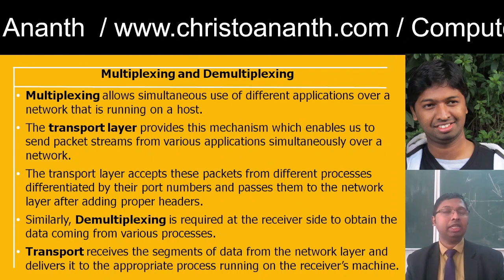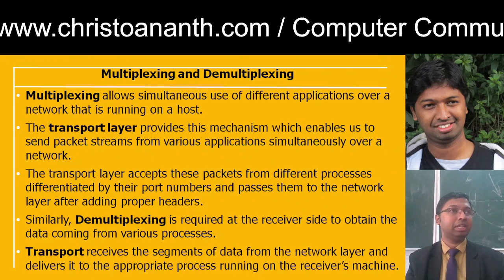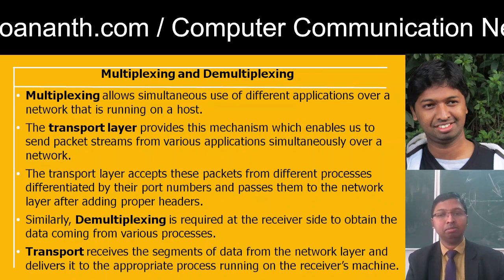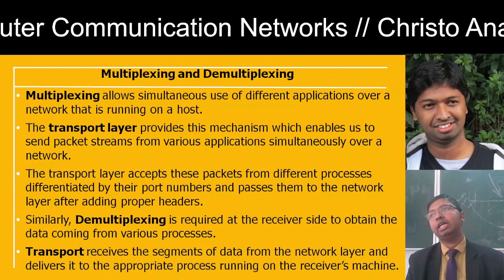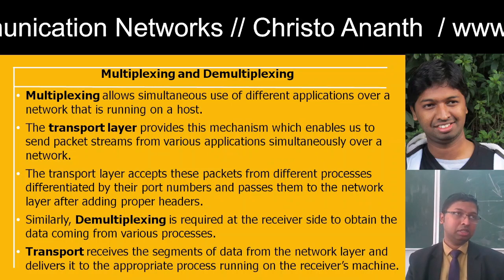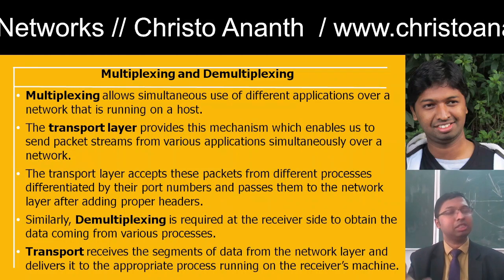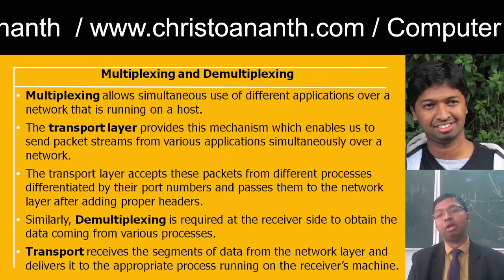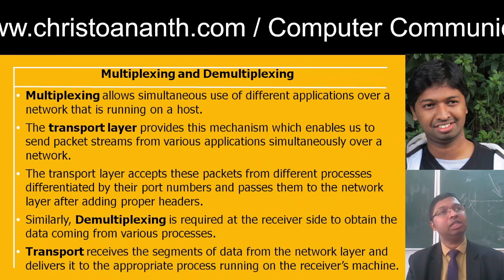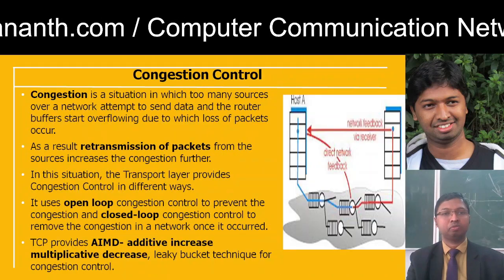And then after multiplexing you will have demultiplexing. You can recover the original stream. Here it is required at the receiver side to obtain the data coming from the several processes. So the transport layer is going to receive the segment of data from the network layer, and deliver it to the appropriate process running on the receiver's machine.